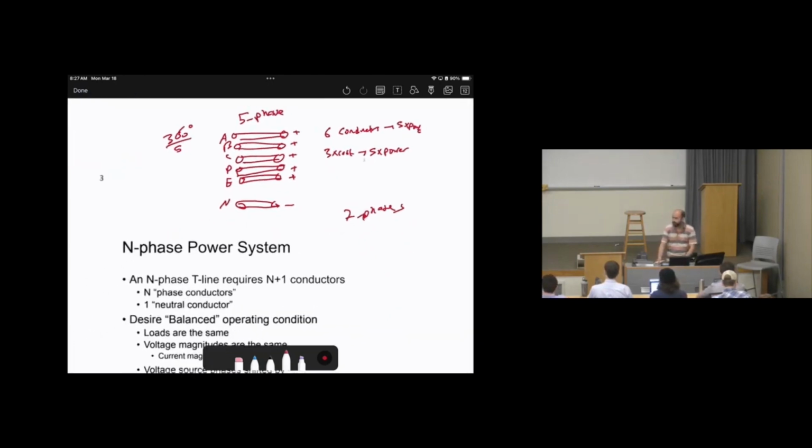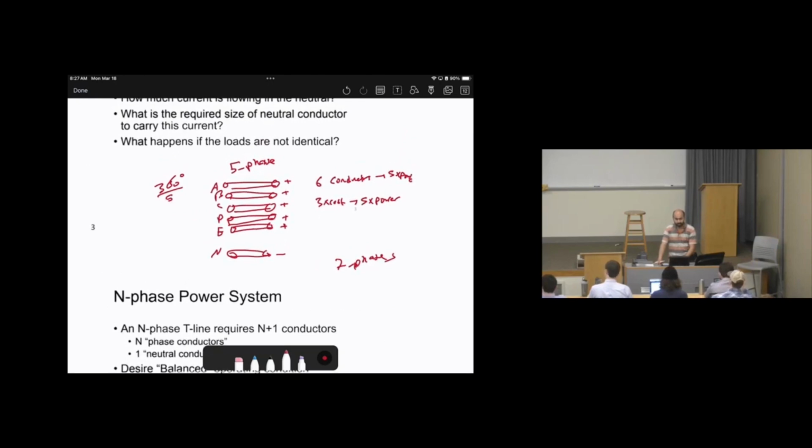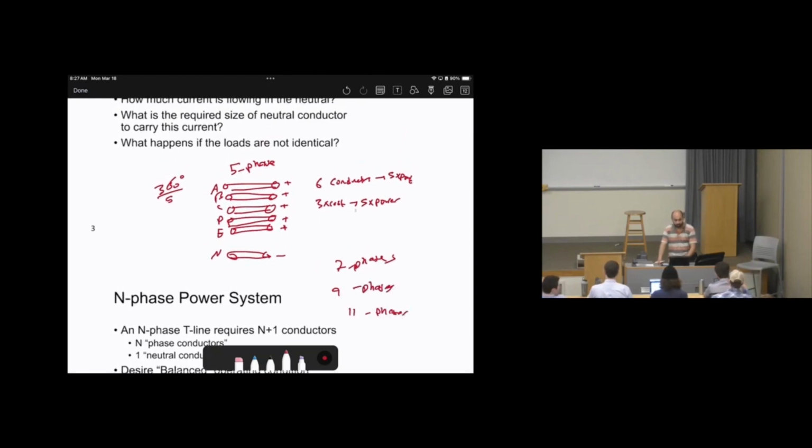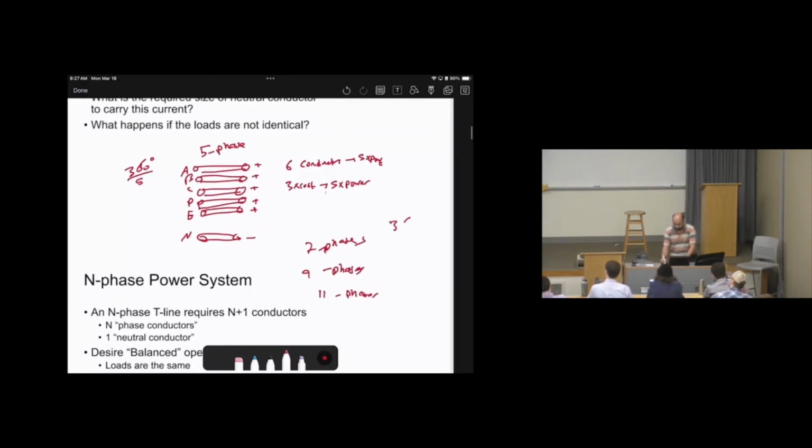Okay. Any question about this overview? Yes. So do we always have one neutral wire? Yes, one neutral wire. Then again, the phase shift between any phases will be 360 divided by the number of phases. So 360 divided by 7, 360 divided by 9, 360 divided by 11, etc. That's how we determine the phase shift.